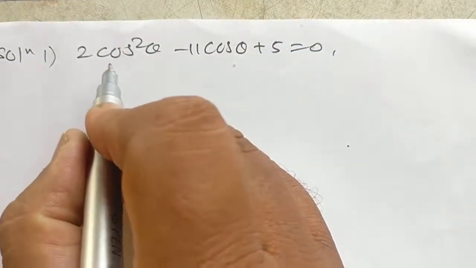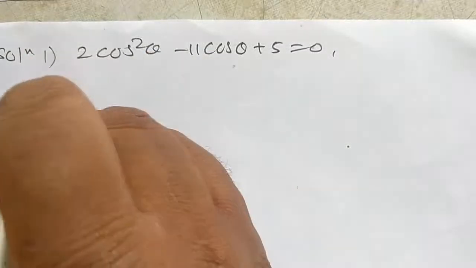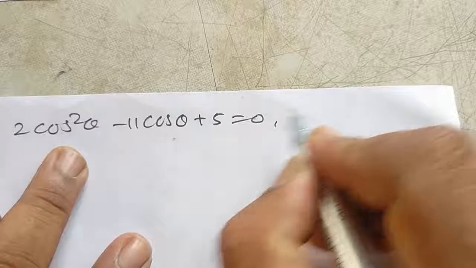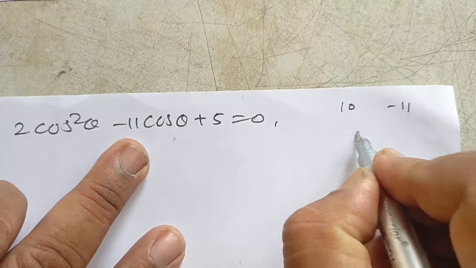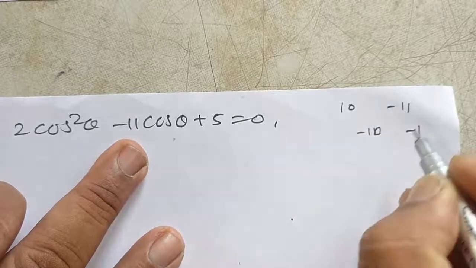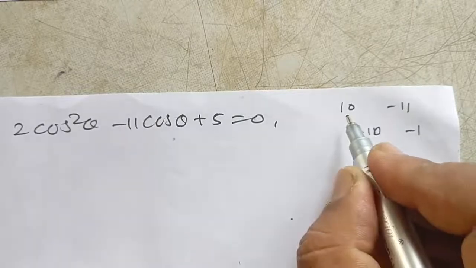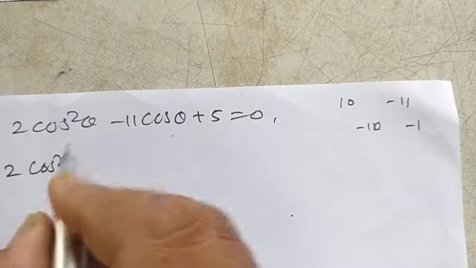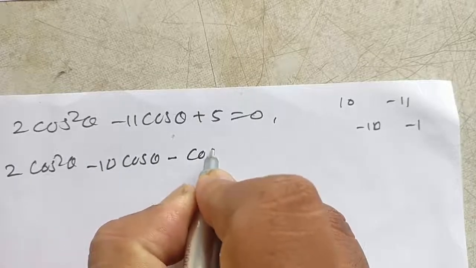Now this is a quadratic in cosθ. So we factorize this equation. We find two numbers such that their product is 2 into 5, that is 10, and their sum is -11. So here -10 and -1 are the two numbers whose sum is -11 and whose product is +10. Therefore, 2cos²θ - 10cosθ - cosθ + 5 = 0.